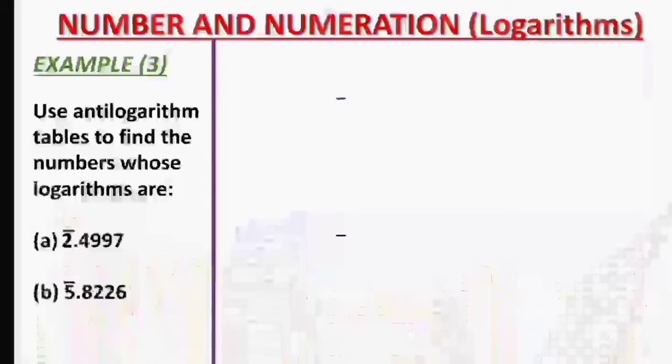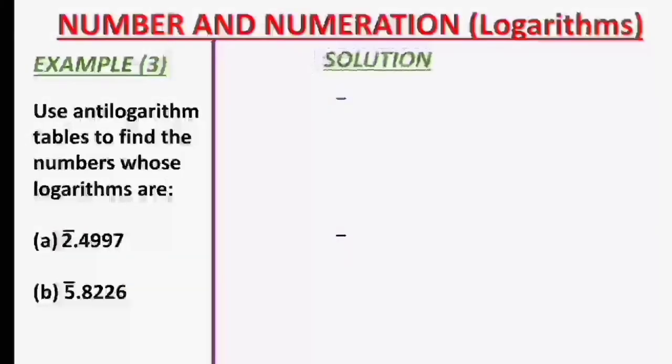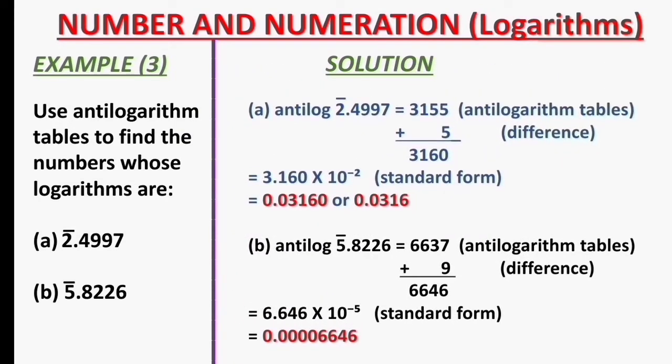Looking at question 3, let's use anti-logarithm tables to find the numbers whose logarithms are displayed here in question A and B. Let's see how it works. Using our anti-logarithm of numbers table in question A, the anti-logarithm of bar 2.4997, we are going to start checking our anti-logarithm table from the point. We are going to check the decimal fraction first. So checking our anti-logarithms table, let's check 0.49 under 9. That should give us 3155. Looking at difference 7, you are going to get 5. Please add your difference. That gives 3160.